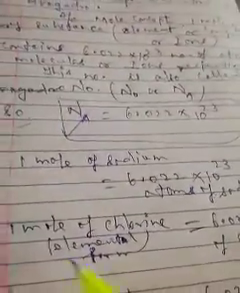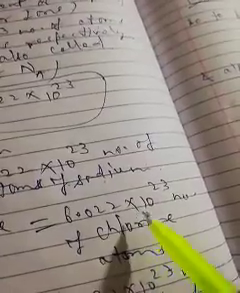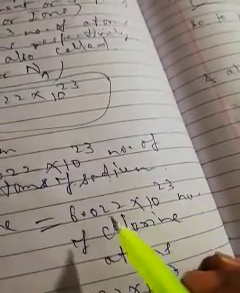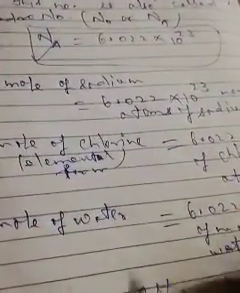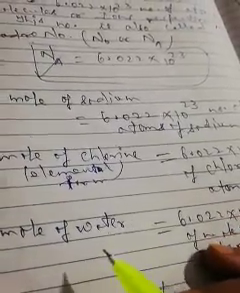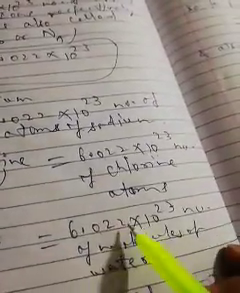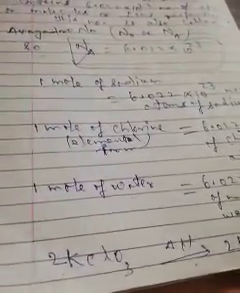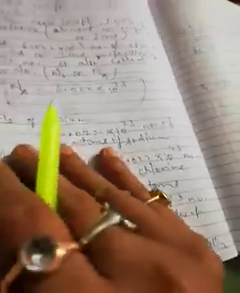But if you are talking about 1 mole of chlorine, then again the same number of chlorine atoms will be there, 6.022 × 10^23 chlorine atoms. Now 1 mole of water: water is a compound, so the smallest part of water is a molecule. So 1 mole of water is 6.022 × 10^23 molecules of water. This is a very important part of the mole concept.